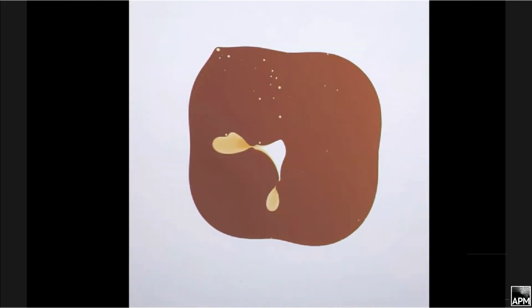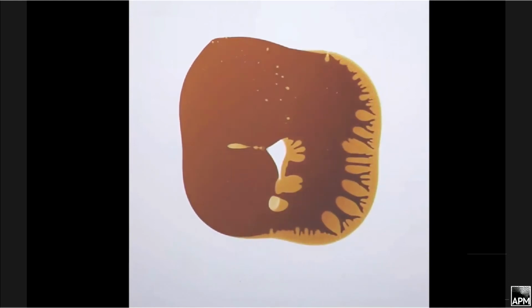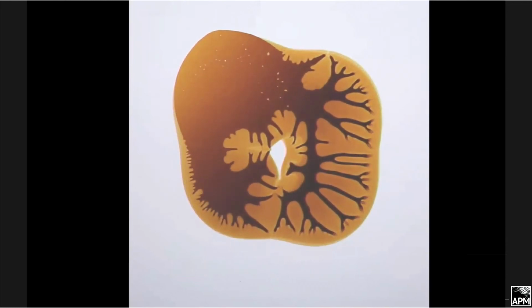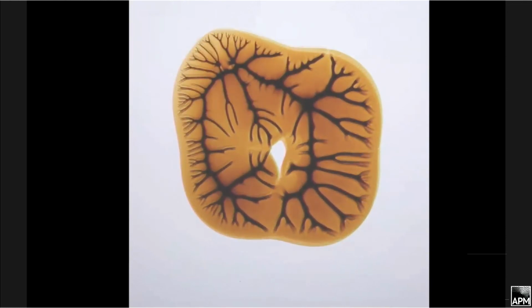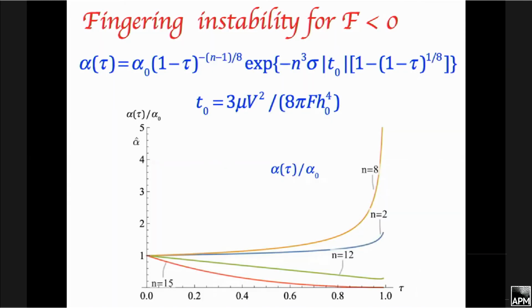And you see clearly how the air drops out, and now we've lifted the plate, so negative F. First it was a positive F, now a negative F, and you see this instability. Now we can analyze that as well.